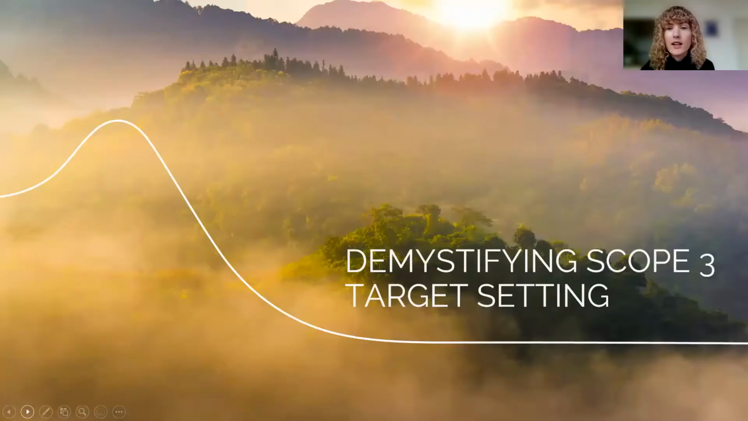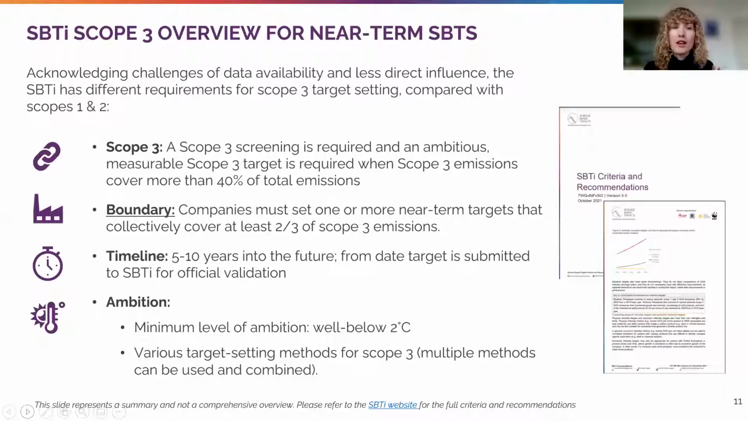So on to the next slide, and now I'm going to be turning to look at Scope 3 specifically, so we can advance again, and I'll just give a bit of background really to the concept of Scope 3 when it comes to target setting. And in the near term, under the Science-Based Targets Initiative framework, there is an acknowledgement that there can be some challenges when it comes to Scope 3 calculations due to data availability, and companies do have less direct influence usually over their value chain. And so with this in mind, there are slightly different requirements for Scope 3 target setting when you compare them to Scope 1 and 2.